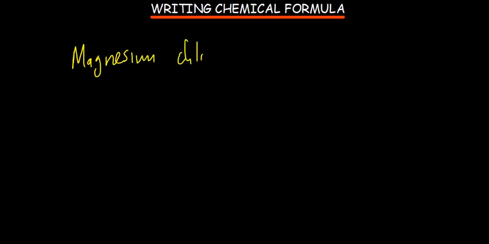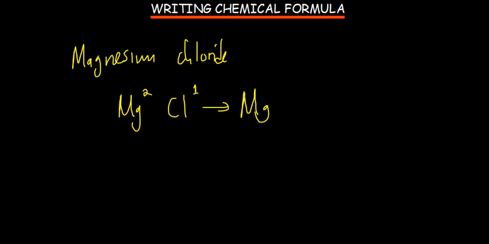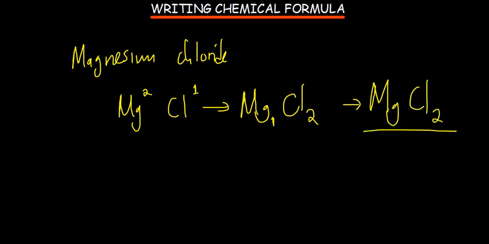Say we want to write the formula for magnesium chloride. We know magnesium has a valency of 2 and chlorine has a valency of 1. So we swap these numbers. The 1 on chlorine comes down to magnesium, and the 2 on magnesium comes down to chlorine. But we don't show 1 when writing the formula. So that is how you write the formula for magnesium chloride.